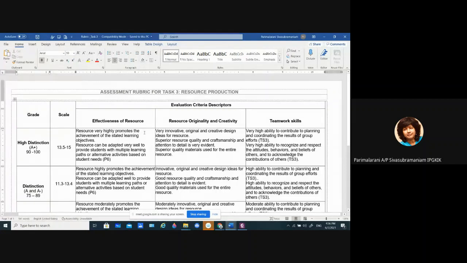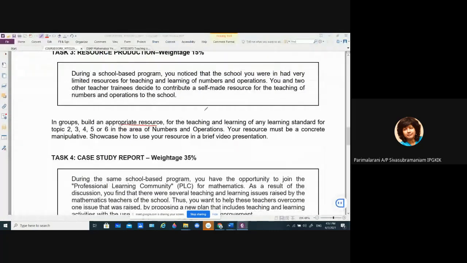So you have marks for how well your resource can be used and how superior the quality of your work is, because this is a teamwork, okay? If these 2 are very good, naturally your team skills are also very good, okay? So the others I'm not going to look at. Okay, so that is for task 3, okay? Any questions?